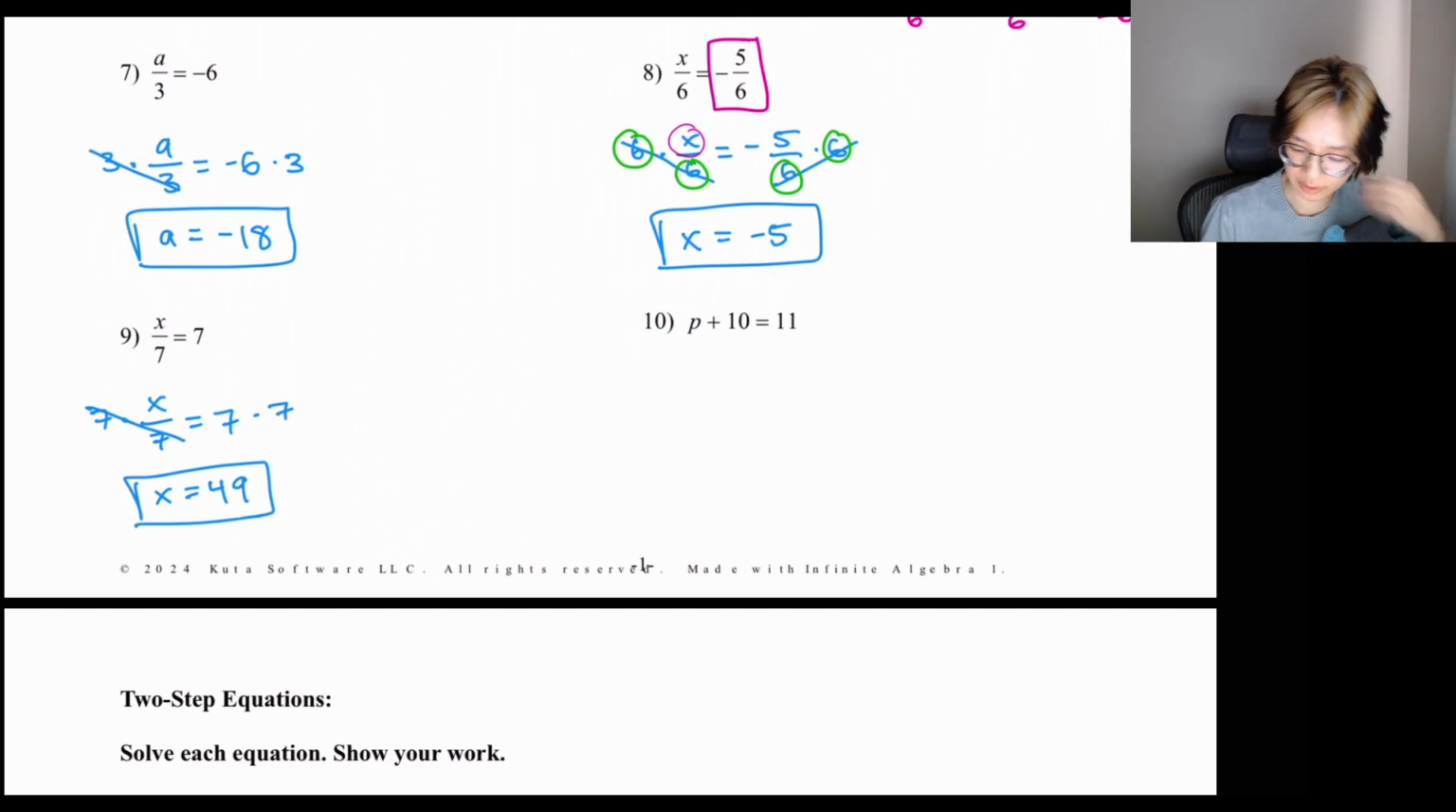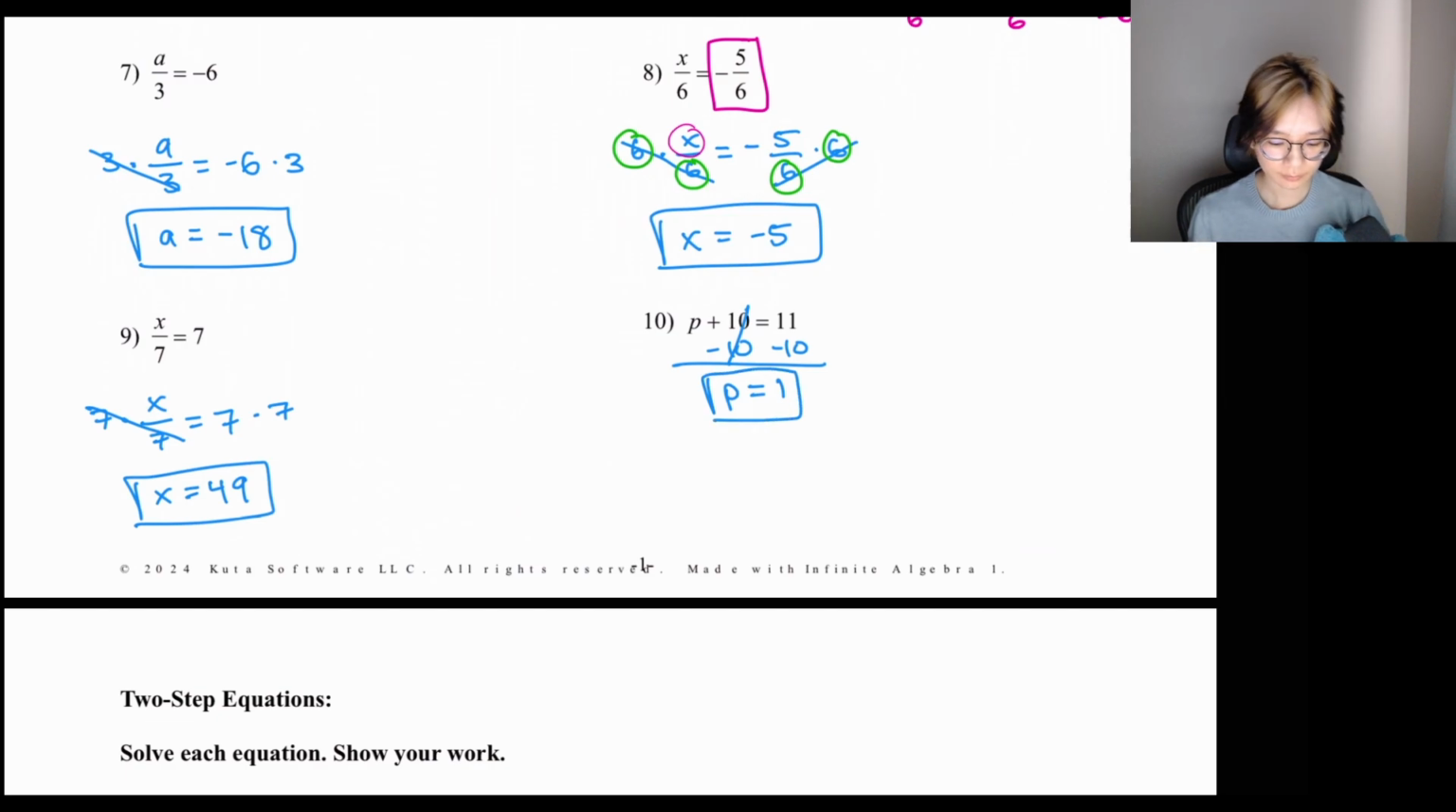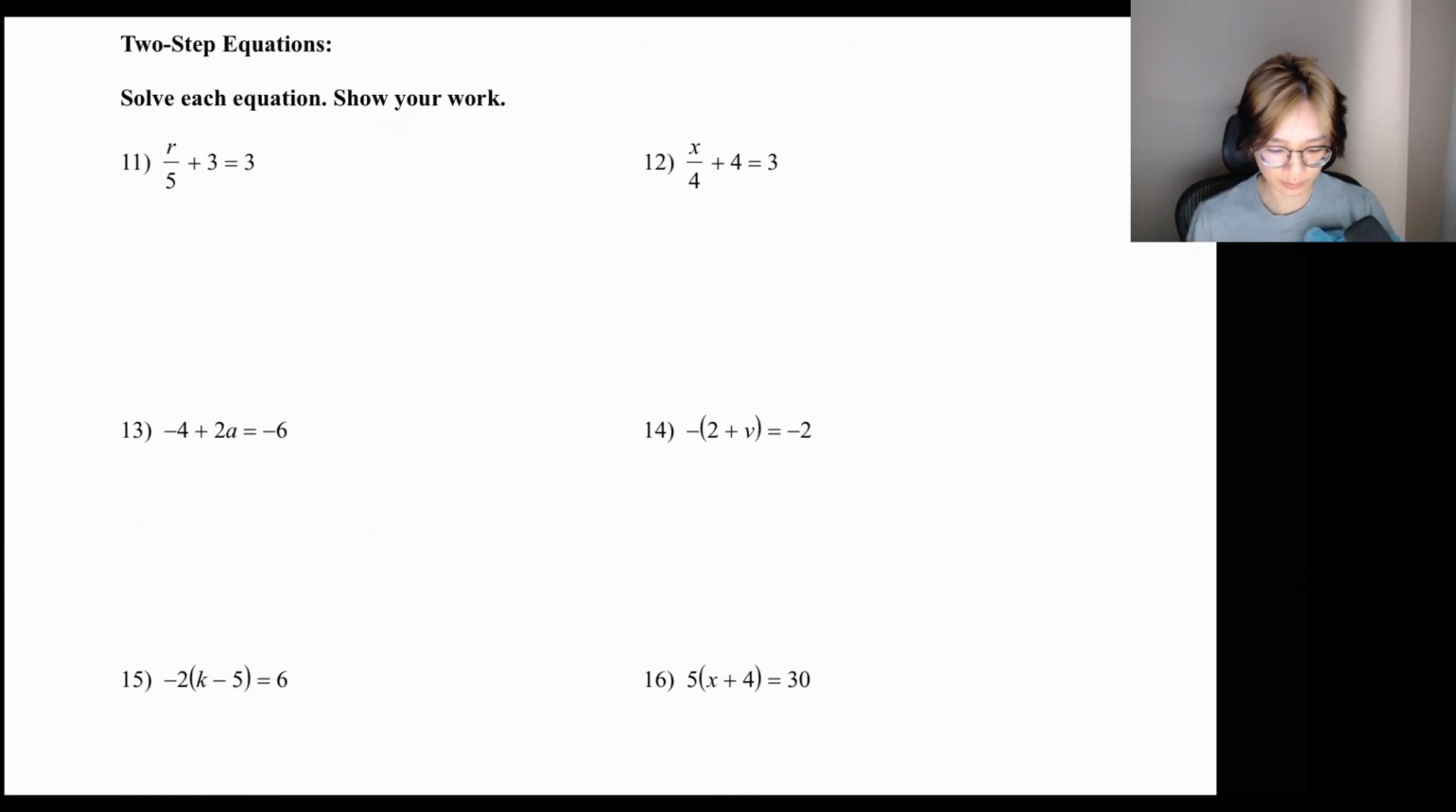Last one of the single step, p plus 10 equals 11. There is addition happening here, so we want to do subtraction to get rid of what else is over there. So you subtract 10 just to get p on its own. 11 minus 10 is 1. So that's all of the one-step equations.